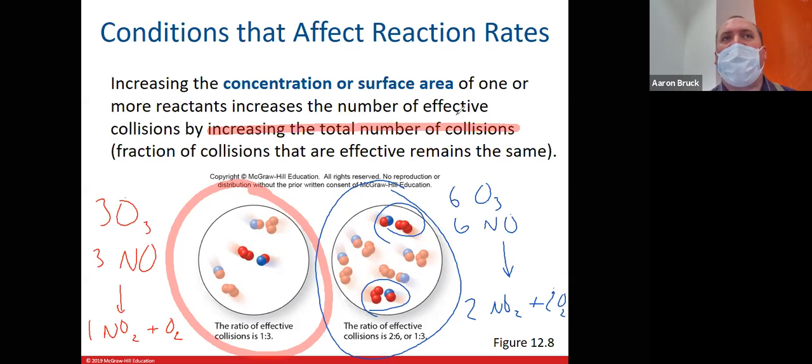So that's the effect of concentration. Simply increasing the number of particles means I'm going to get more collisions. And just by simple statistics, if I get more collisions, I will also get more effective collisions and more reaction as a result.